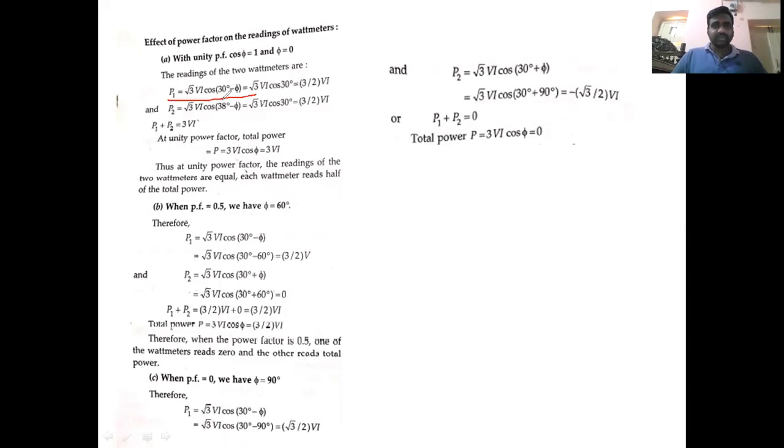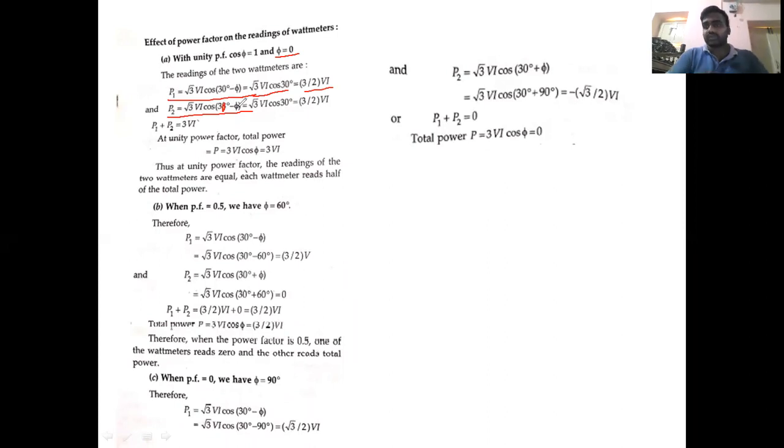If we summarize and substitute the value of phi is equal to 0 degrees, what will be the expression? The expression will be rewritten as root 3 VI cos 30 degrees. So what will be the final expression? 3 by 2 VI. Same thing with respect to P2, the power measured with the second wattmeter, that is equal to root 3 into VI cos of 30 plus phi. Sorry, it is not 30 minus phi for P2.